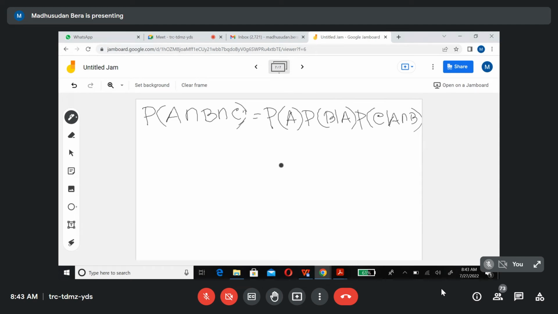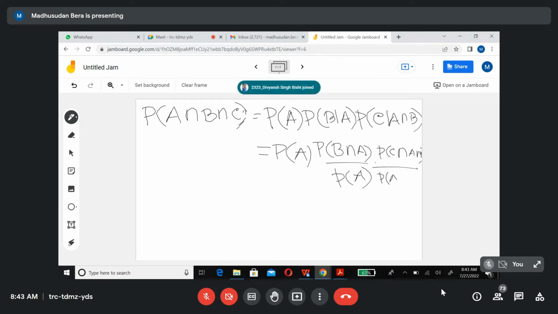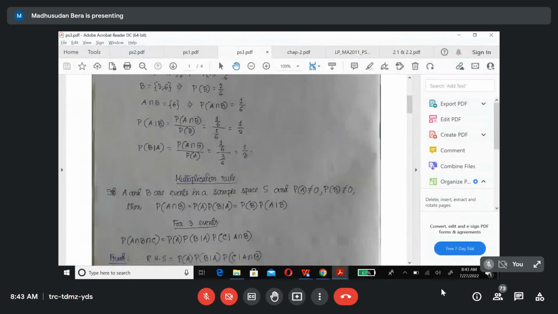Proof is very simple. You start from the right hand side. If we write P of A, that is okay. P of B given A will be P of B intersection A divided by P of A. This one will be P of C intersection A intersection B divided by P of A intersection B. A intersection B is the same, so it cancels, P of A cancels. So we get P of A intersection B intersection C. That thing is written here.